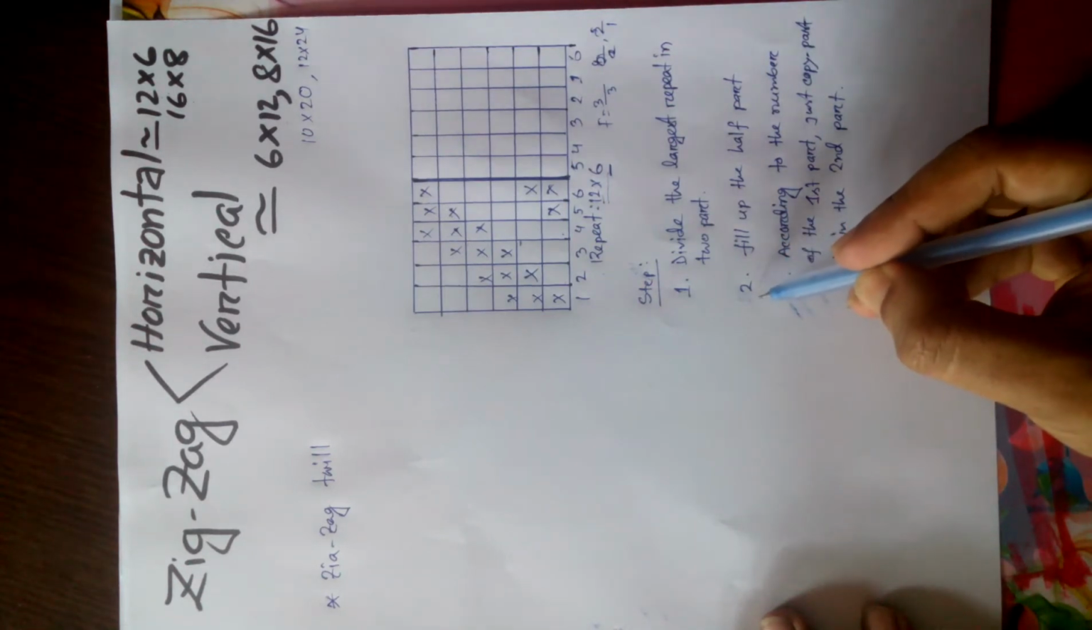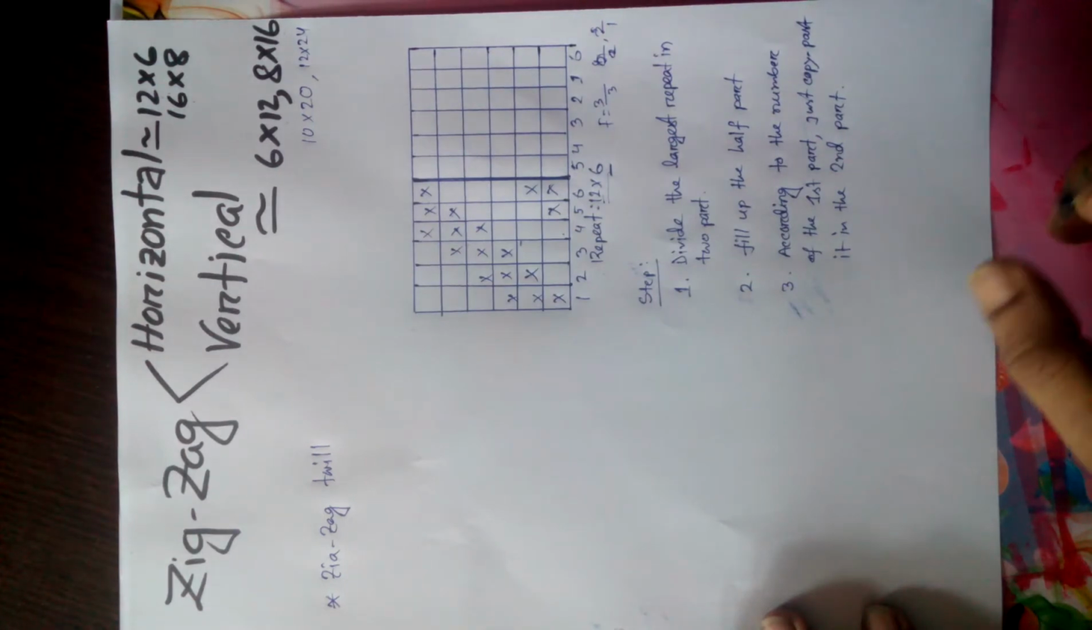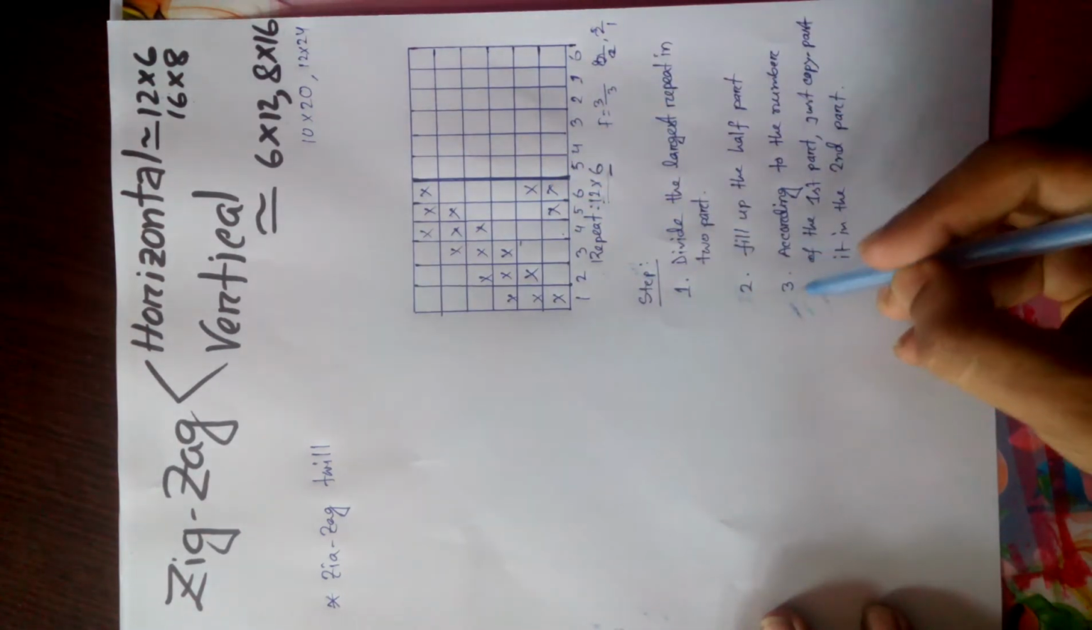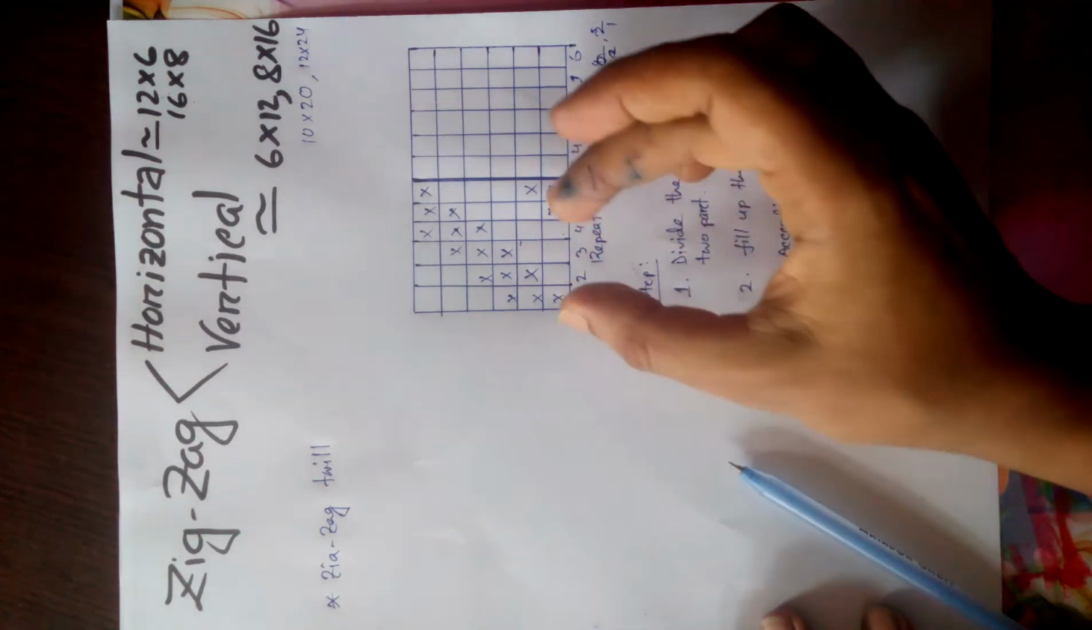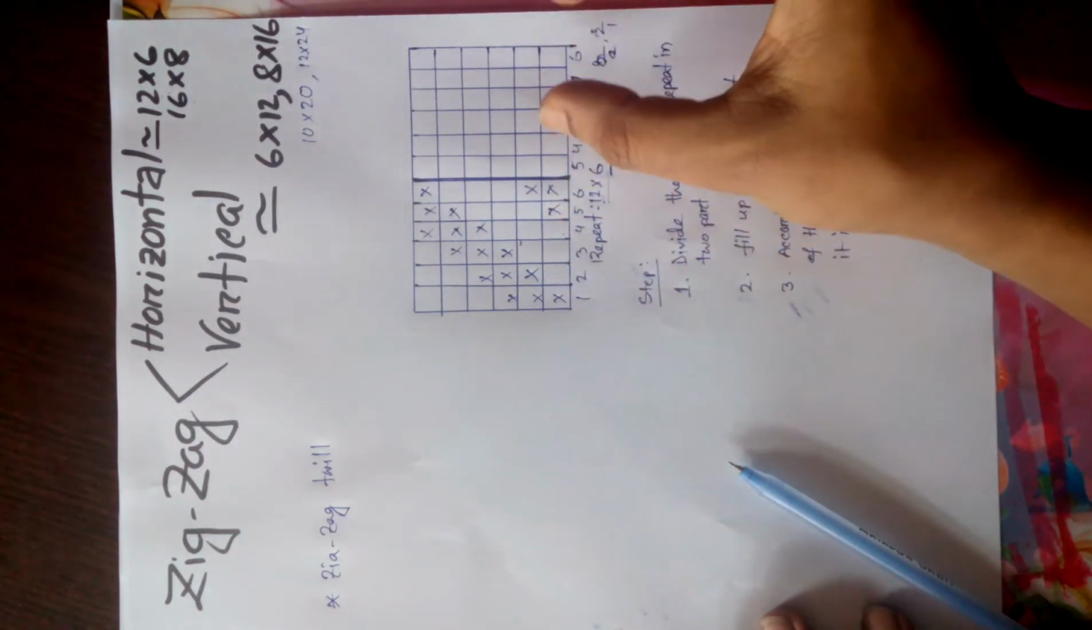The second step is that we have to fill up the first half part according to our formula. And the third step is that we just have to copy paste the formula from here to the second part, according to this number.